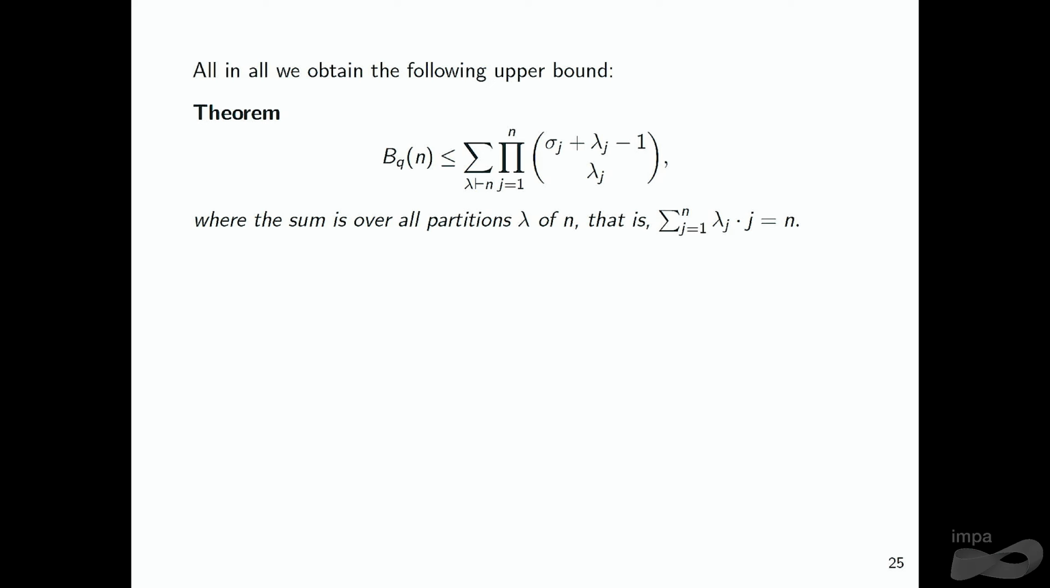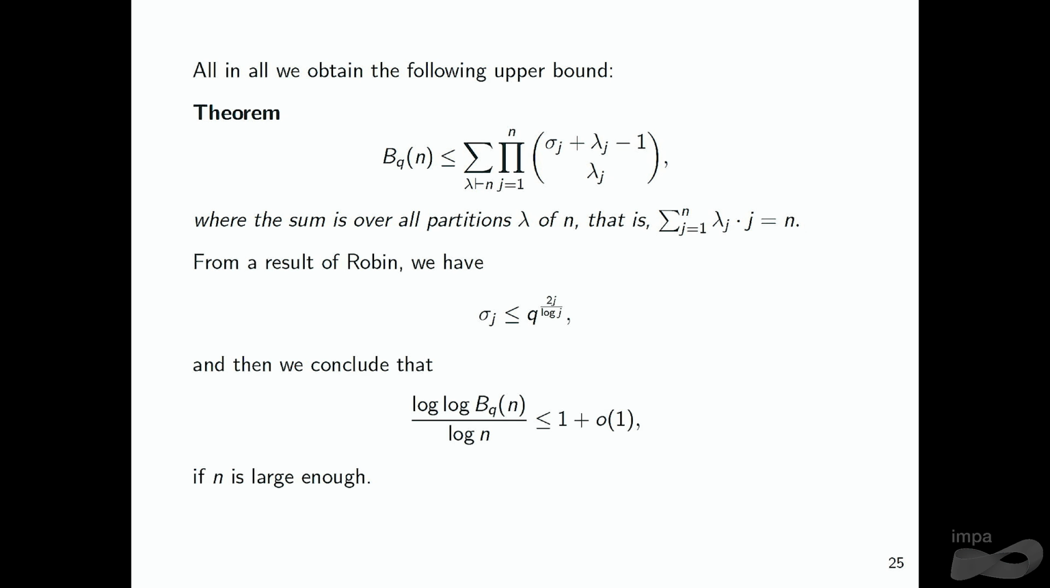Ten minutes, okay, great. So we basically get this upper bound, right? Here, sigma_j is the number of divisors of q to the j minus 1. And we have a result here from Robin giving an upper bound for the number of divisors of q to the j minus 1. And then, using this inequality, we can get this upper bound, so the lim sup of this quotient is at most 1.